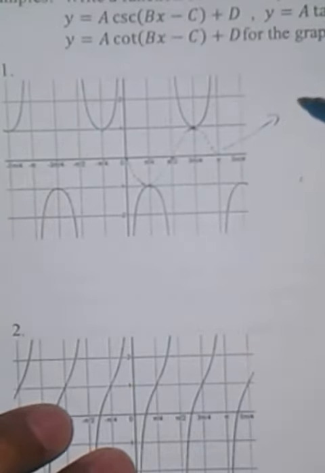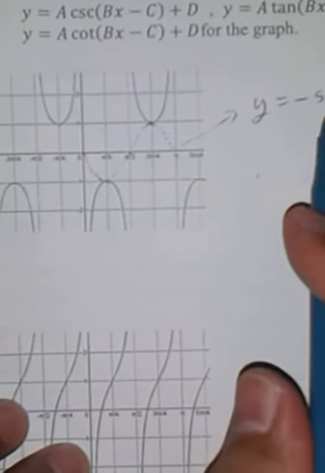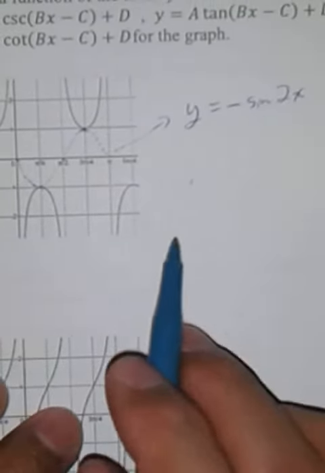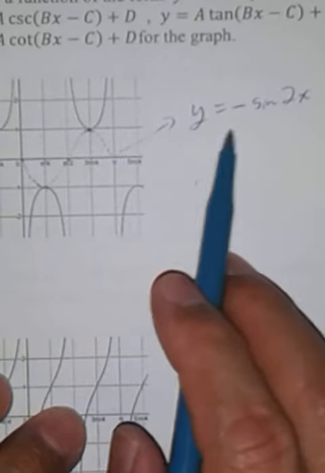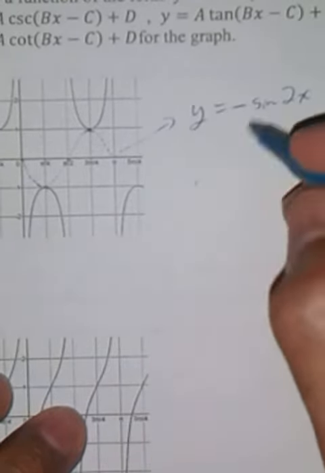But if I were to consider what is the equation of that sine wave, it would be y equals negative sine of 2x, because the period goes from 0 to pi, right? So you have the 2x. So that's the equation of the sine wave. It'll be the same for the secant. I'm just going to replace the sine with the secant.